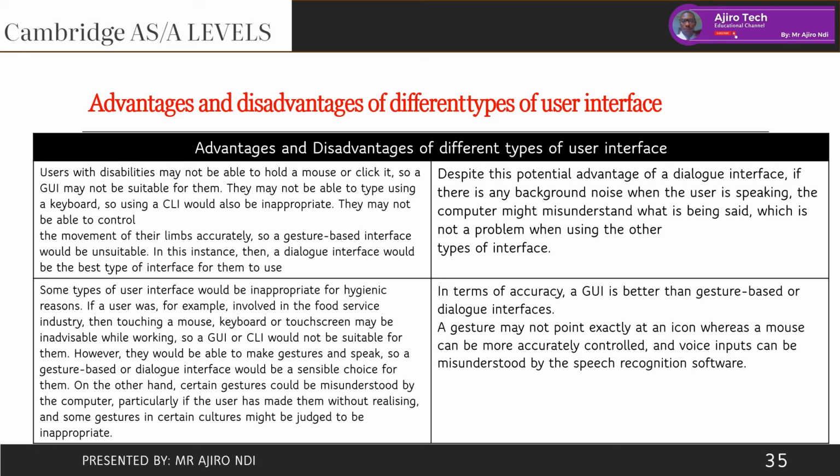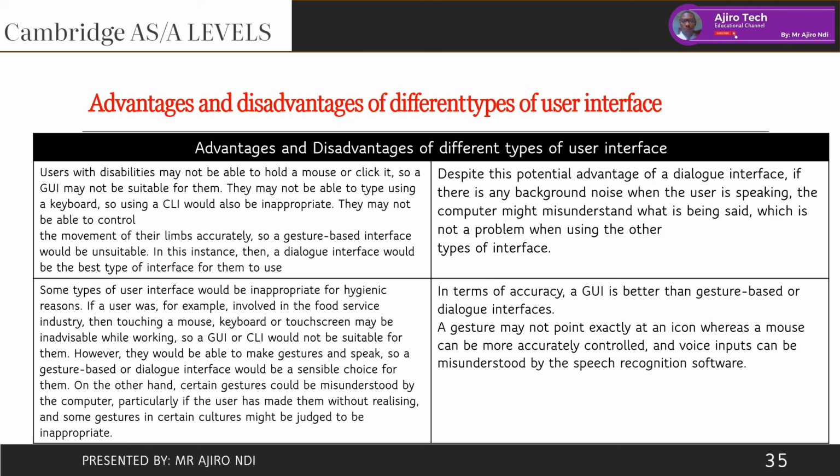Let's talk about disadvantages. Despite the potential advantage of a dialogue interface, if there's background noise, that's the disadvantage we're talking about. When the user is speaking with background noise, the computer might misunderstand what is being said, which is not a problem when you're using other types of interface. Let's look at the second one.